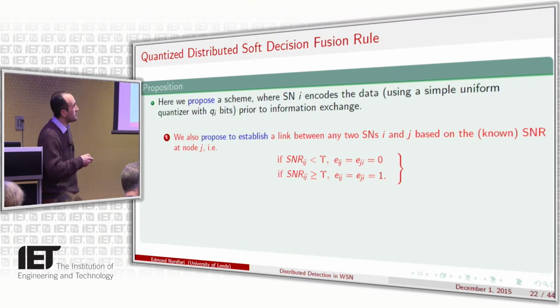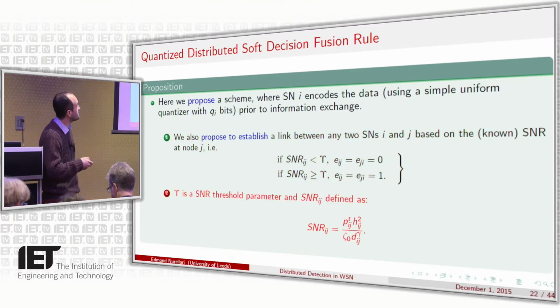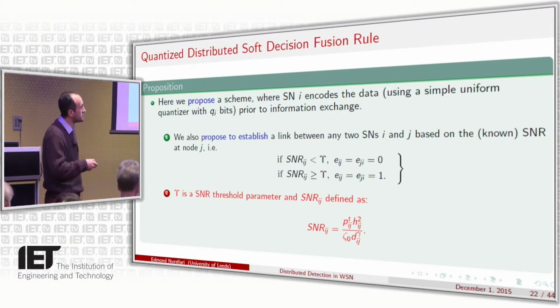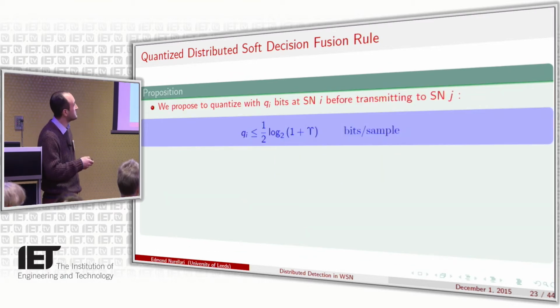If a known SNR at the ith sensor node is less than a threshold, there is no communication between the i and j sensor nodes. If it is greater, then there is a communication. So that is an SNR threshold parameter, and it is defined as such. This is the sensor transmit power. These are the channel coefficients. This is the AWGN noise variance at the decoding sensor nodes, and this is the physical distance. So we propose to quantize with Q_i bits at sensor node i before transmitting to sensor node j.